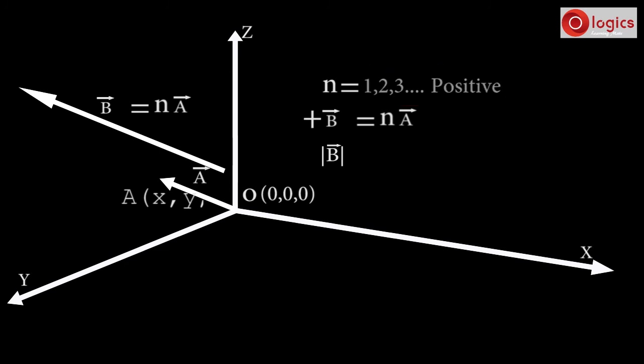Let's say n value is 2, then B bar equals to 2 into A bar. Here, the magnitude of B bar is 2 times multiple of A bar. We can say modulus B bar is greater than modulus A bar for this case. This relation holds for n values of 2, 3, 4, and so on, which are positive.